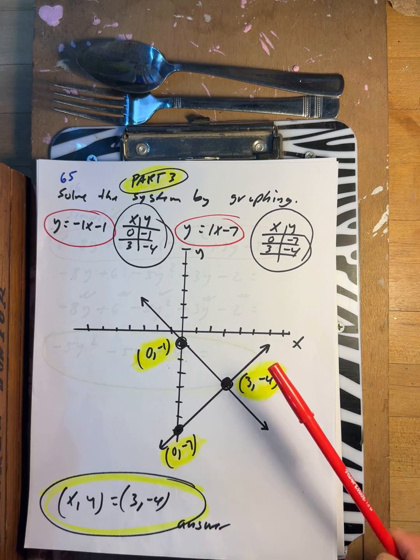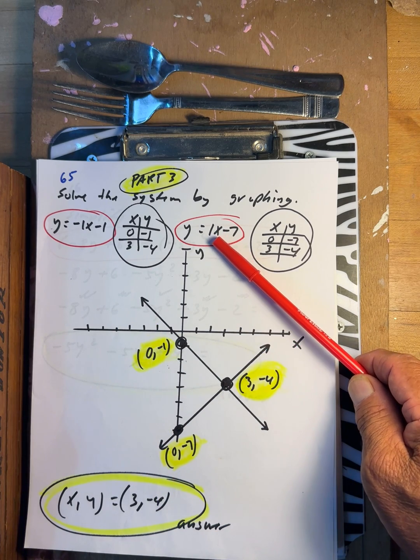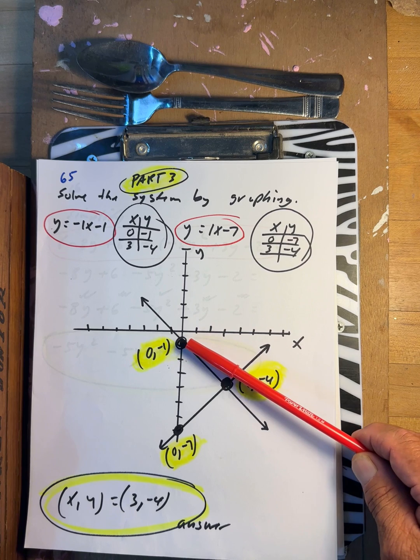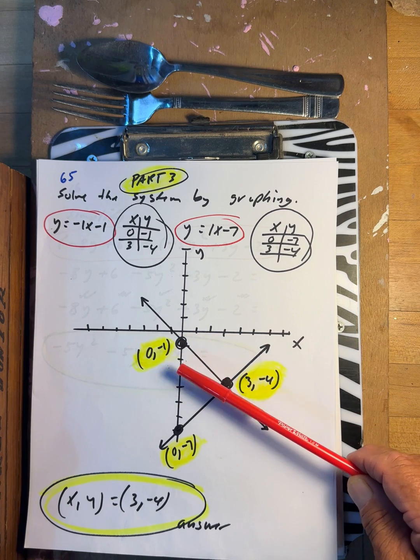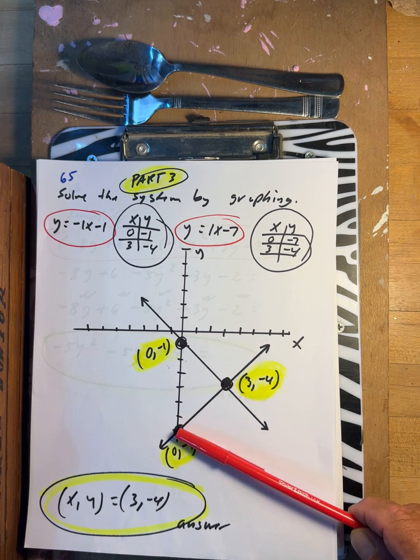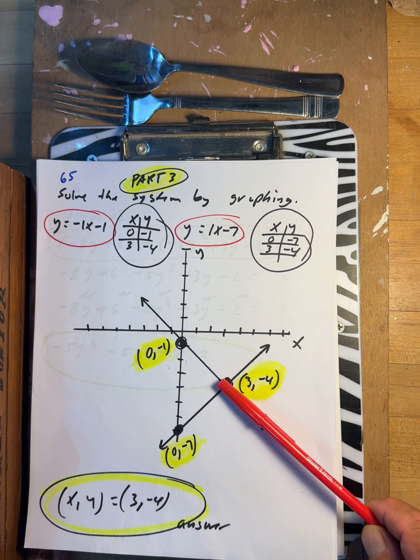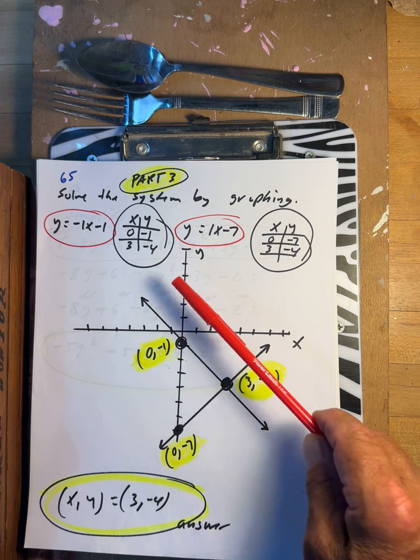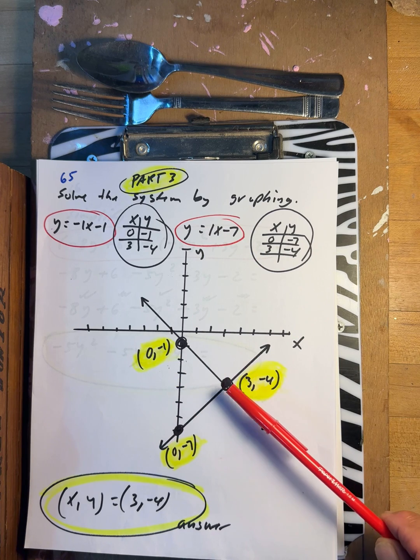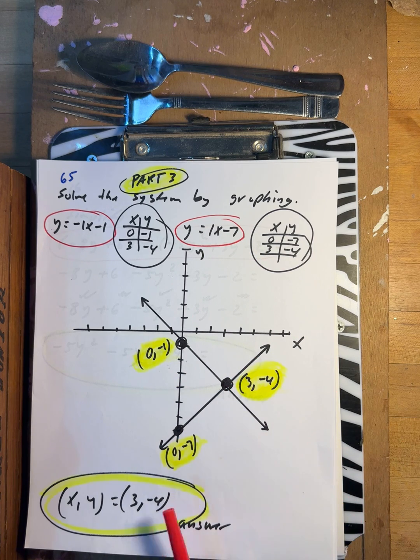There it is. The other one, y equals 1x minus 7, put 0, -7. So 0 and 1, 2, 3, 4, 5, 6, 7. And then 3 and -4. Oh, they intersected right there. See the line? This line and this line intersect where? Right there. 3 and -4. That's the answer.